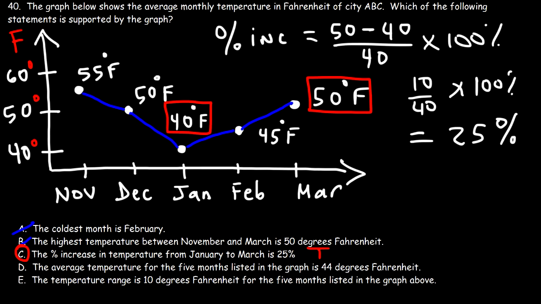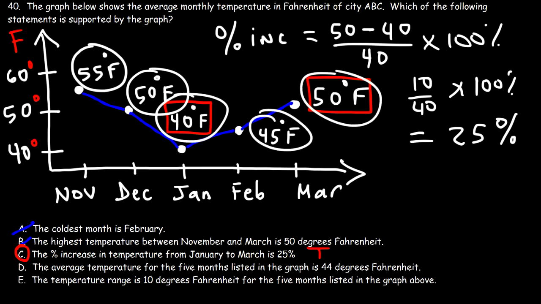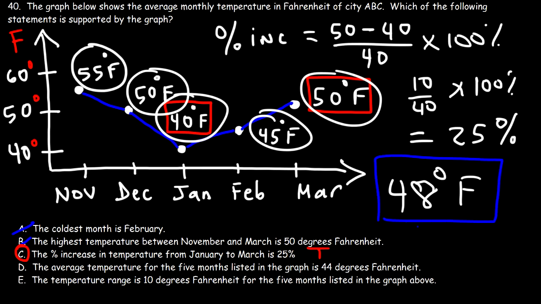Now looking at statement D, the average temperature for the 5 months listed in the graph is 44 degrees Fahrenheit. Is that true or false? Well, to calculate the average temperature, we need to add up the 5 values first, and then we're going to divide it by 5. So 55 plus 50 plus 40 plus 45 plus 50 is 240. And 240 divided by 5 is 48. So the average temperature for the 5 months is 48 degrees Fahrenheit. So it's not 44. So we can eliminate answer choice D.